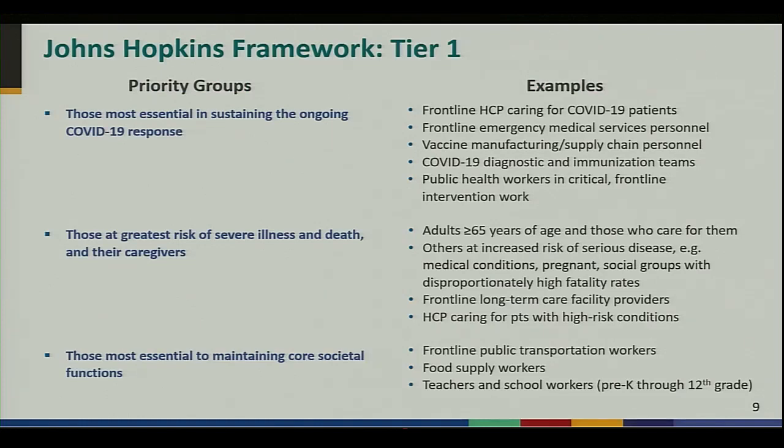The priority groups for Tier 1 are shown here. First, for those most essential in sustaining the ongoing COVID-19 response, including frontline healthcare personnel caring for COVID-19 patients, frontline emergency services personnel, vaccine manufacturing, diagnostics, and public health workers. Next, to those who have the greatest risk of severe illness and death and their caretakers, including adults 65 years of age and those who care for them, others at increased risk of severe disease, frontline long-term care facility providers, and healthcare personnel caring for patients with high-risk conditions. And finally, included in Tier 1, those essential to maintaining core societal functions, including public transportation and food supply workers and teachers. Next slide.